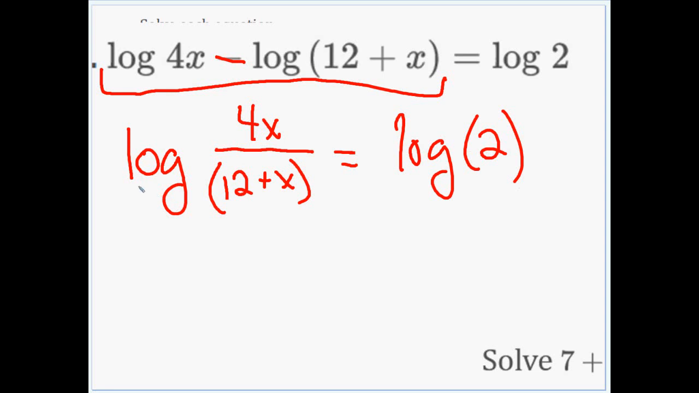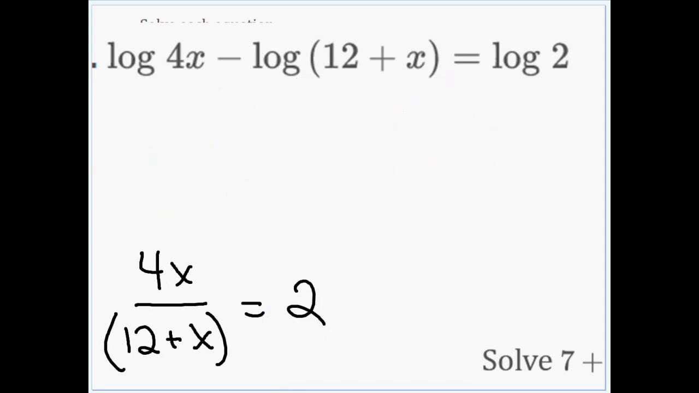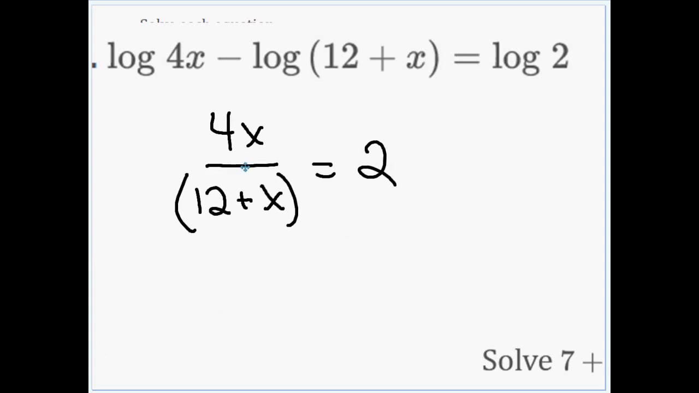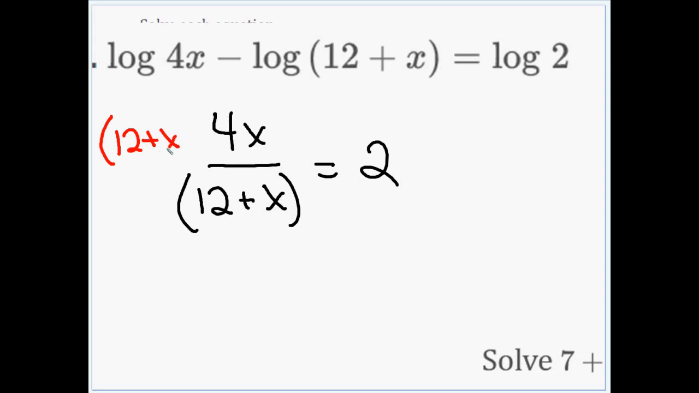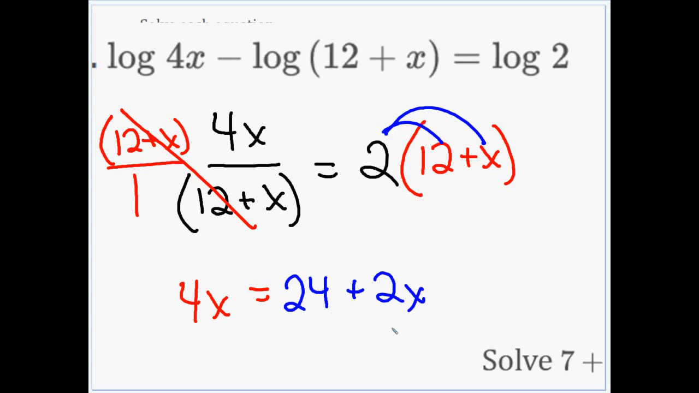Okay, logs are the same. Log equal to log. We can set our fractions equal. So 4x over 12 plus x is equal to 2. Now to get rid of our denominator, we're going to multiply both sides by the denominator. If I multiply this side by a 12 plus x over 1, those are going to cancel, just leaving the 4x. And that's going to equal, I have to multiply this side by a 12 plus x to be fair. Distribute the 2, and that's equal to 24 plus 2x.